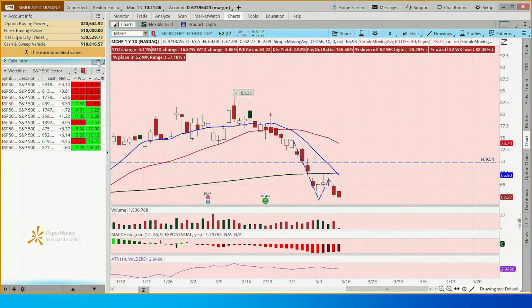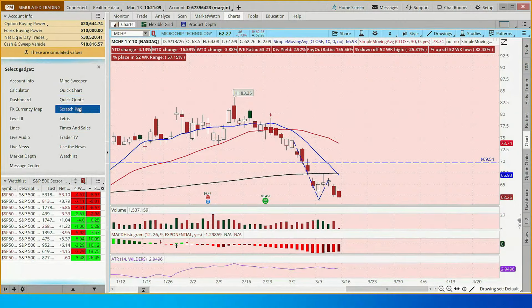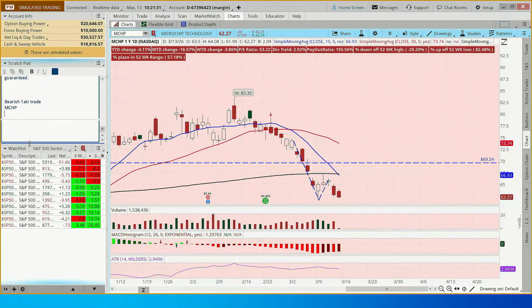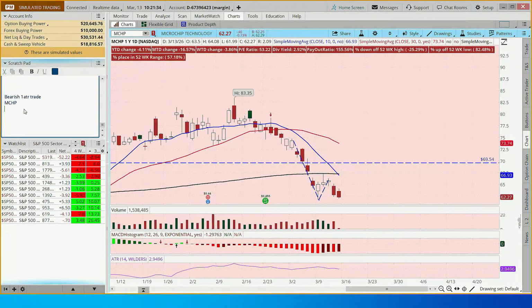And so I'm going to change my calculator to a scratch pad. We're going to come down to the very bottom. And so this is a bearish 1 ATR example trade. And we're going to look at MCHP. And why did we pick this? Well, we picked it because it's in a sector that's not doing well. And we're looking at placing this trade in a time when the market is pulling back. And we have a bear flag with what we call a cablowed entry.